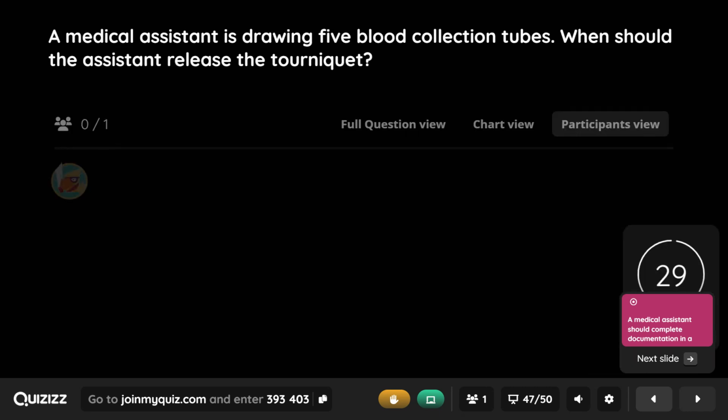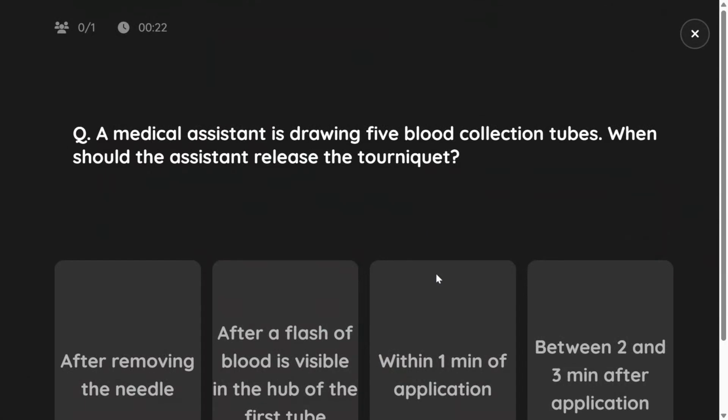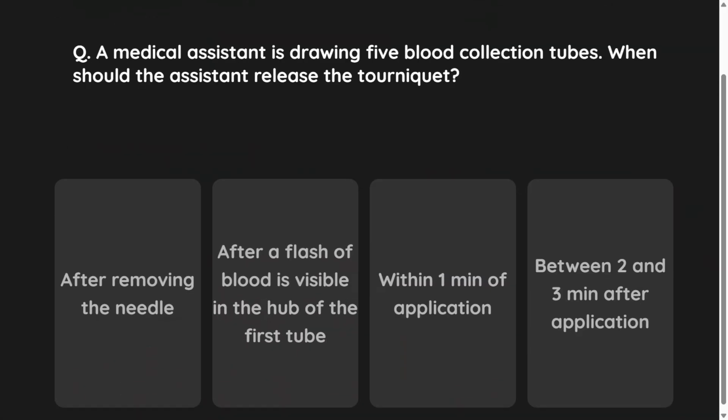A medical assistant is drawing 5 blood collection tubes. When should the assistant release the tourniquet? Would it be after removing the needle, after a flash of blood is visible in the hub of the first tube, within 1 minute of application, or between 2 and 3 minutes after application? When should the tourniquet be removed?